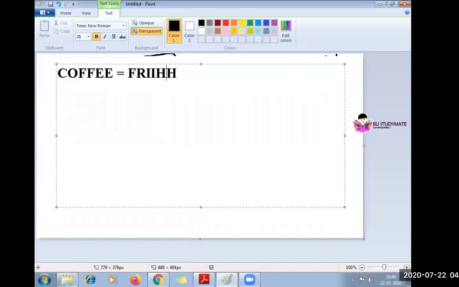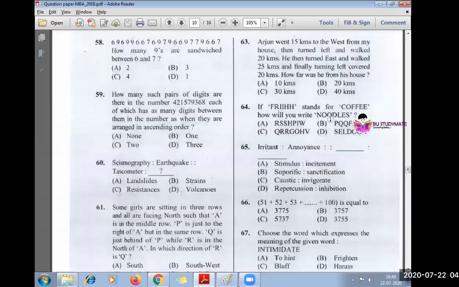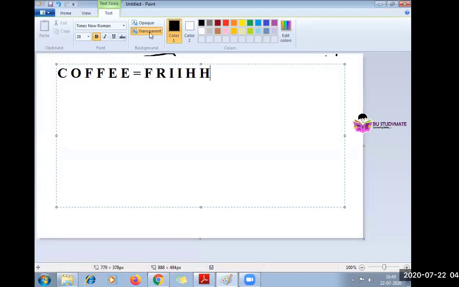So, let me make some space. How will you write noodles? So again I'll tell you, whenever you see such encoding and decoding, just convert those letters into numbers. You'll get the answers very easily. So let's convert coffee into numbers. C is 3, O is 15, F is 6 and E is 5. Okay, 3, 15, 6, 6, 5, 5. This is equal to FRIIHH, means F, R, I, H, H.